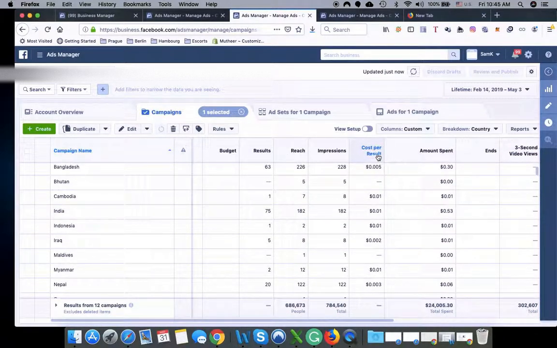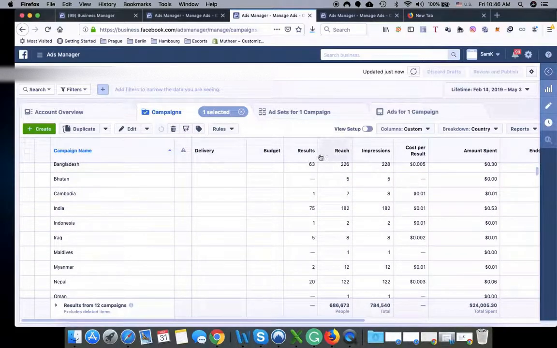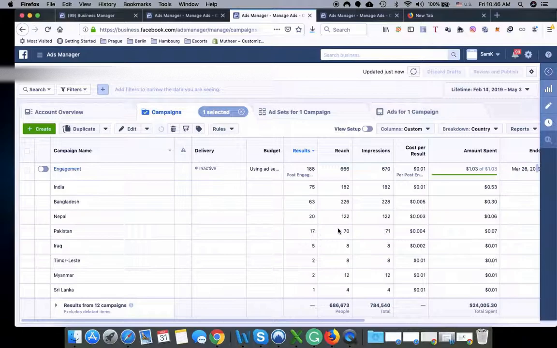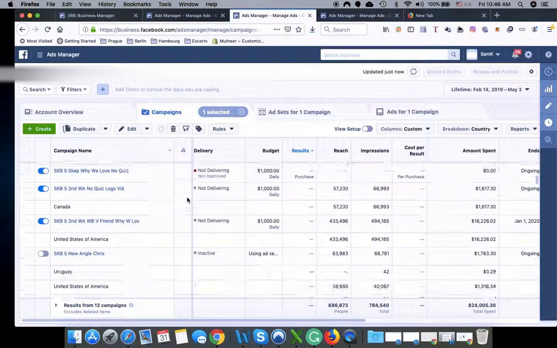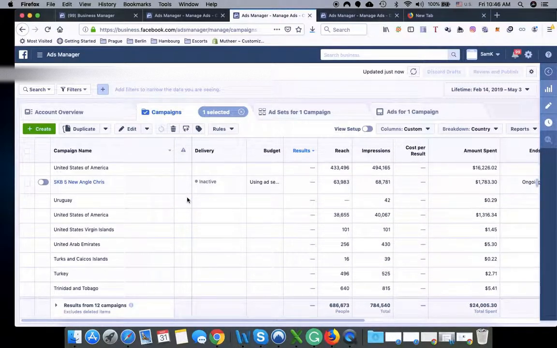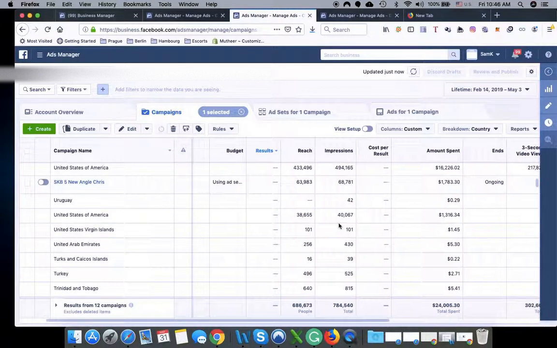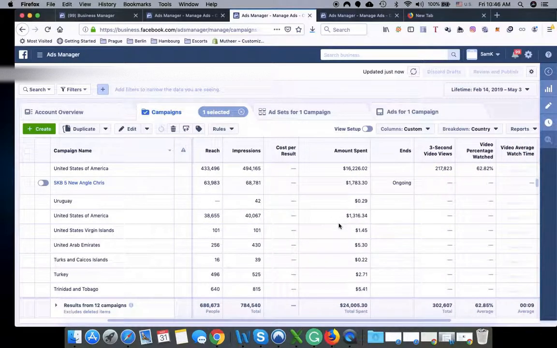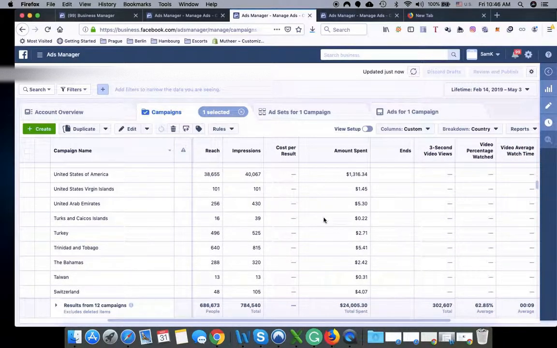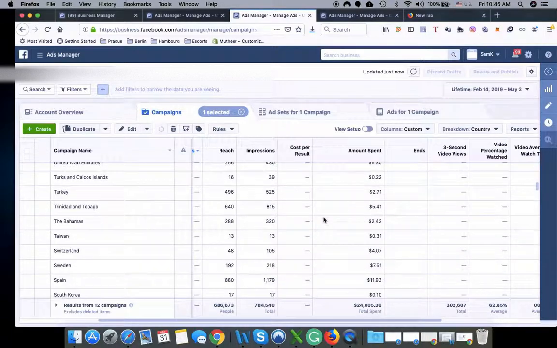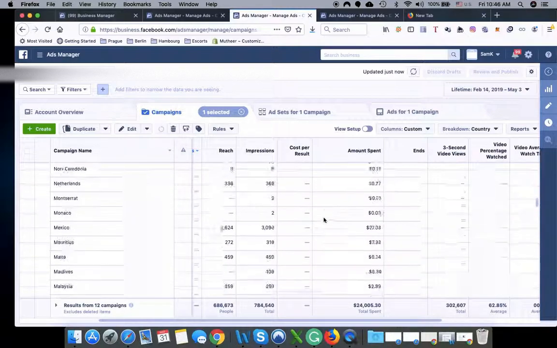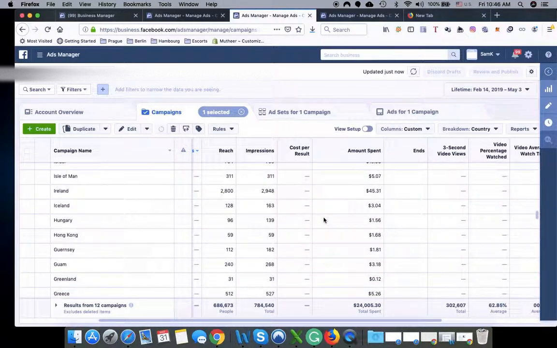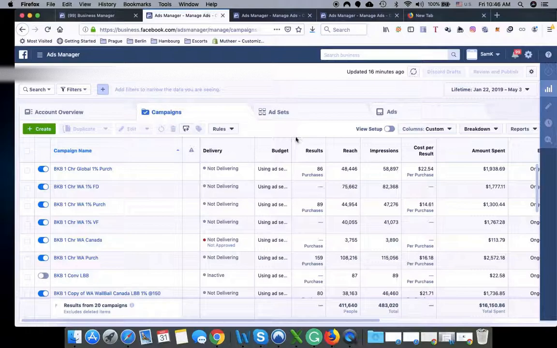Oh, we're looking at cost results. Let's do results. Okay. Yeah, don't mind that. That's an engagement campaign. US, US, US, Canada. Okay, so look at here. That's a campaign targeting. All right. Cost results. Oh no, I still don't see any purchases there. So let's discount that. And let's look at another one here.